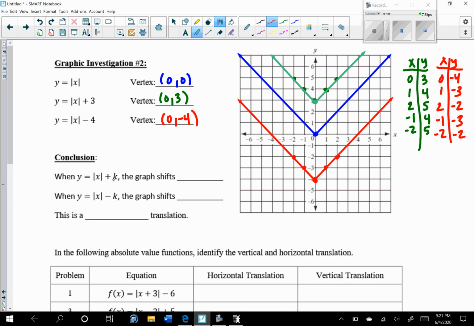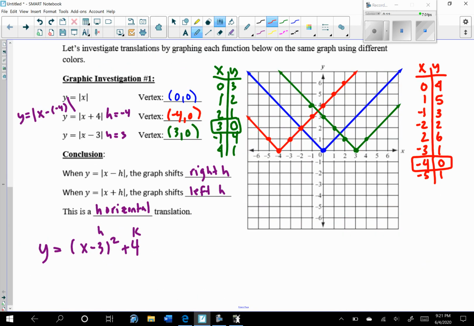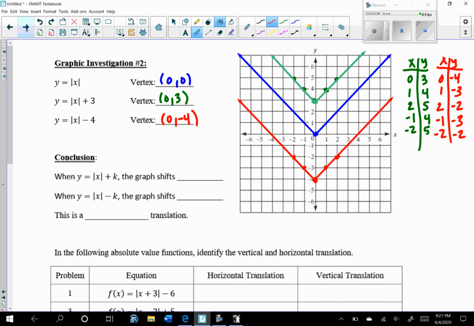So when the value is on the outside, notice the graph shifted up or down versus when we had our graph over here, when it was on the inside the absolute value bars, we were shifting left or right. So for these graphs here, when the absolute value of the function has the k on the outside, the number on the outside, we're going to shift the graph up k units. And when it's on the outside minus, we're going to go down k units. And this is a vertical translation.